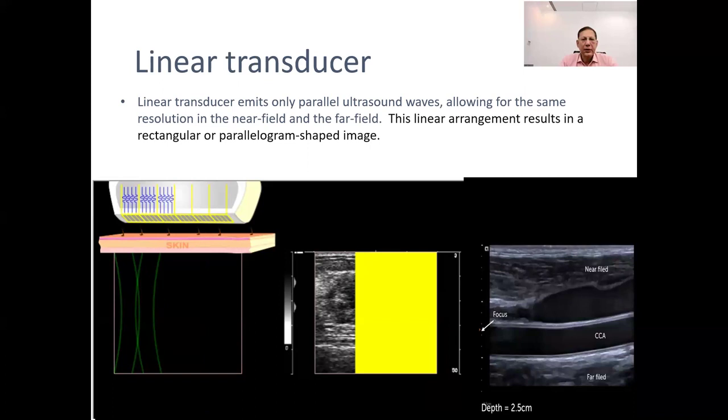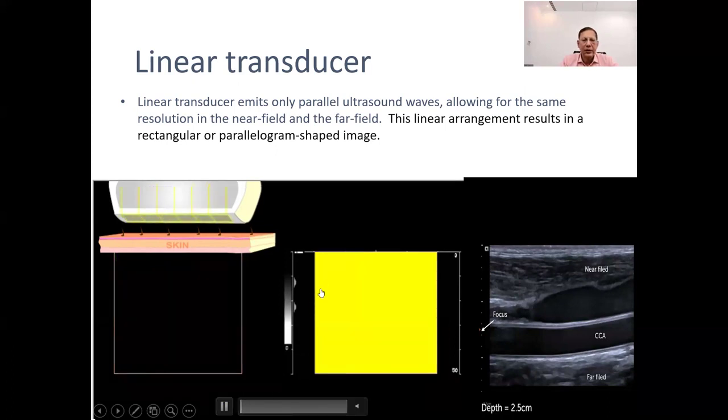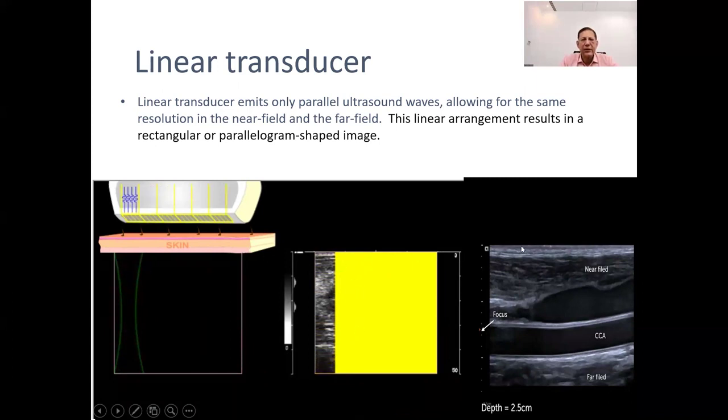All linear transducer crystals do not fire at the same time, but rather are fired in groups, and emit only parallel ultrasound waves, allowing for the same resolution, both in the near field and the far field. This linear arrangement results in a rectangular or parallelogram-shaped image.